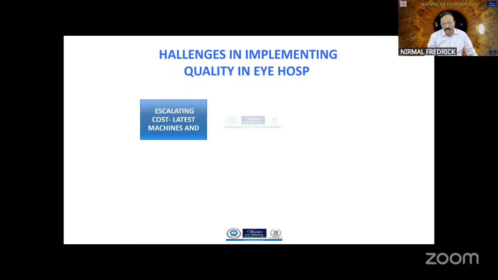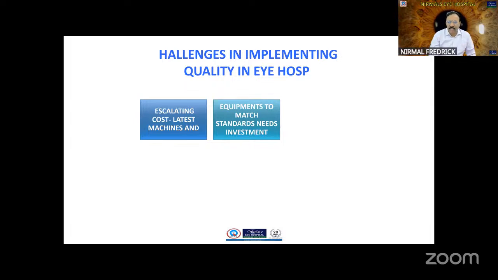So basically, there will be a few challenges in implementing quality in any eye hospital. There might be an equipment gap. With escalating cost, not all hospitals may have the latest machines or the equipment to match the standards needed. In that case, you can go for outsourcing.